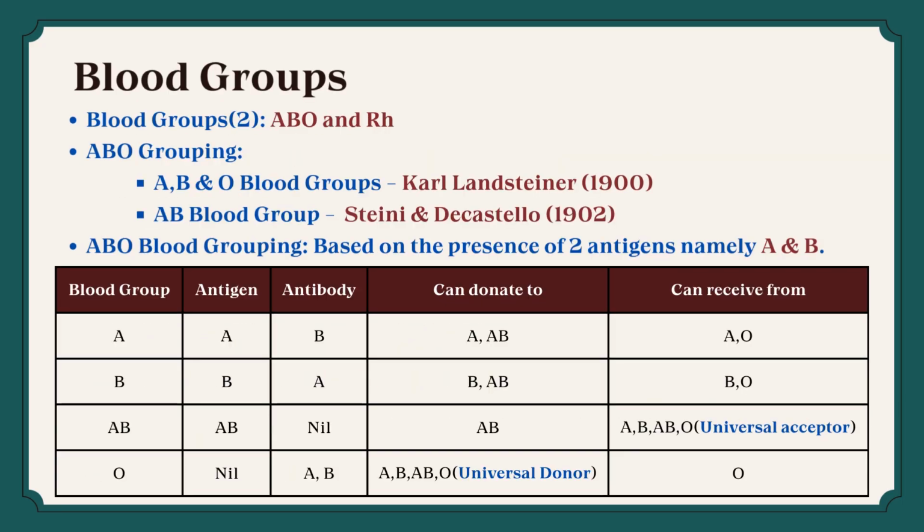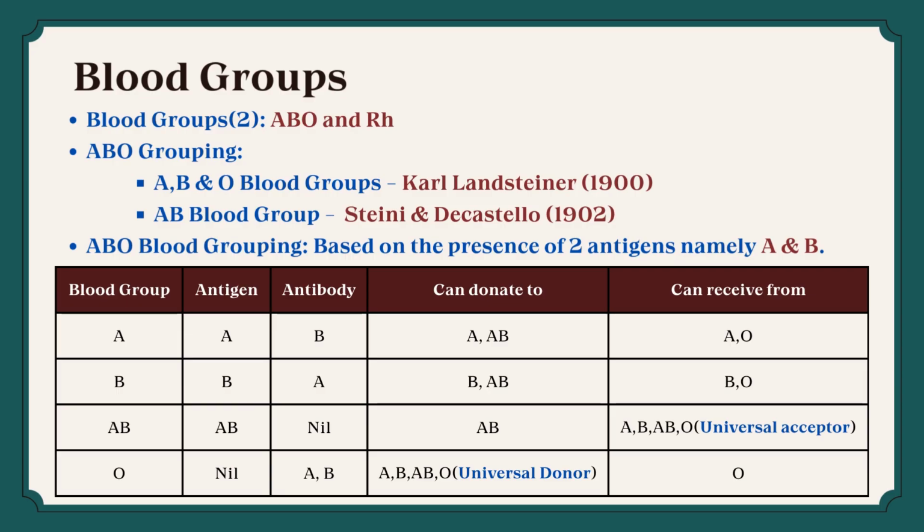Let's move on to blood groups. There are two types of blood groups, the ABO blood group and the Rh blood group. A, B and O blood groups were discovered by Karl Landsteiner in 1900 and the AB blood group was discovered by Sturli and von Decastello in 1902. ABO blood grouping is based on the presence of two antigens, namely A and B.